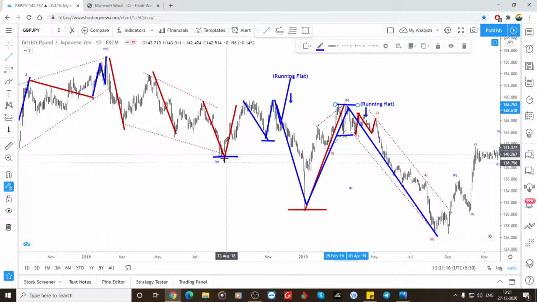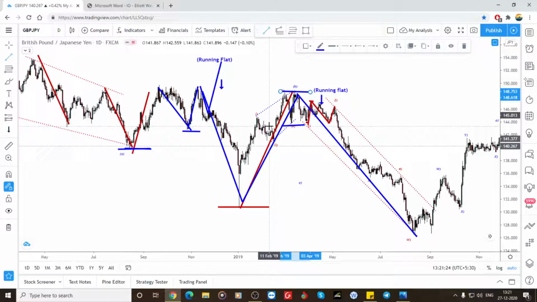1, 2, 3, 4, and 5 is completed. We may get the three-wave structure. So at the end of the three-wave structure, C has to continue. So look for the C. If you miss here also, you can catch here. It's a more confirmed trade.